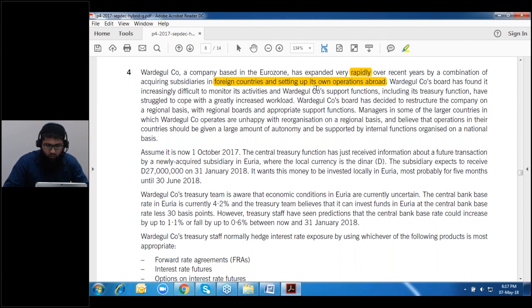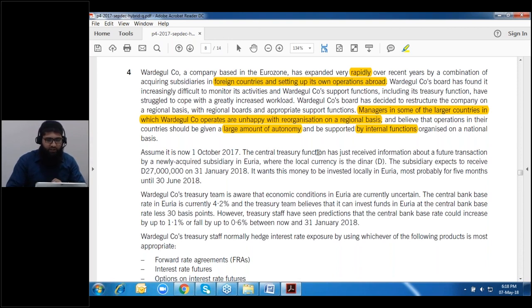Now, Vertical's board has decided to restructure the company on a regional basis with regional boards and appropriate functions. The managers in some of the large countries in which Vertical operates are unhappy with the reorganization on a regional basis and believe that operations in their country should be given a large amount of autonomy and supported by internal functions organized on a national basis. So now what exactly do they want? They have given a brief background of the entity: the Vertical company, which is based in the Eurozone, has expanded rapidly.